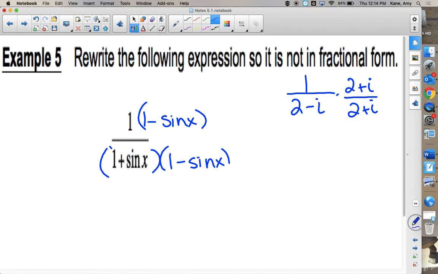So conjugates are a great fact to use for multiple things. We use it to help us factor things, we use it to deal with i's, we use it to rationalize fractions. So it's a good algebraic process that you can use. So the top now is 1 minus sine. And the bottom, when you FOIL, we end up with 1 minus sine squared.